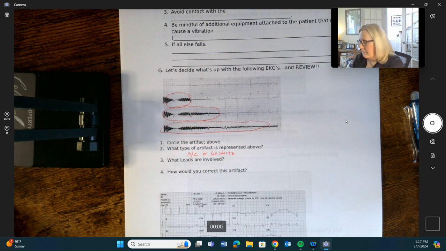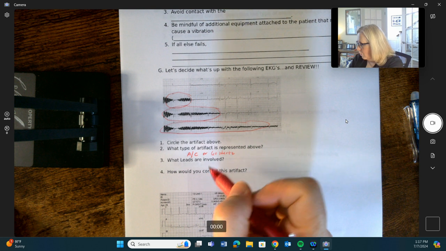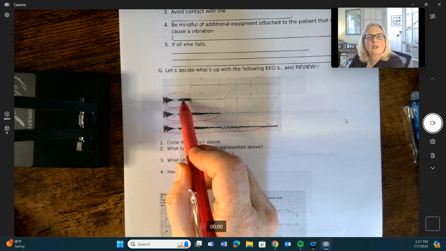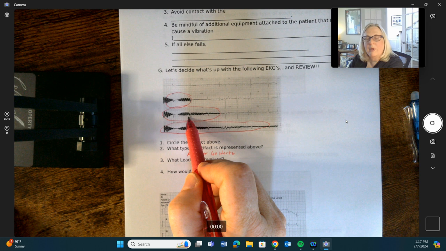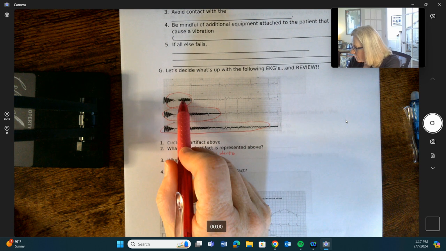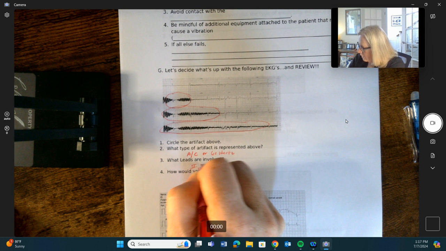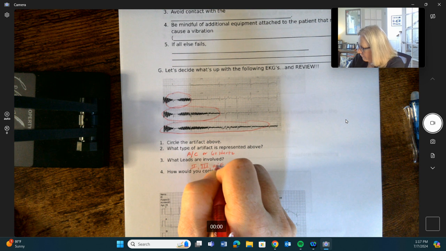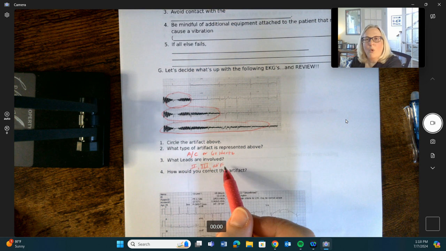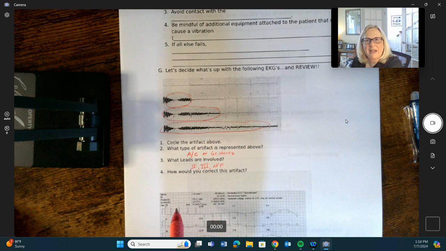That's your AC or 60 hertz. That means it's electrical wires crossed or whatever. So what leads are involved? We can see that it's lead 2 and 3. This is also lead 2. This is your rhythm strip at the bottom. It's 2, 3, and AVF. We all know what lead they have in common. 2, 3, and AVF are all inferior, right? They go to that left foot.